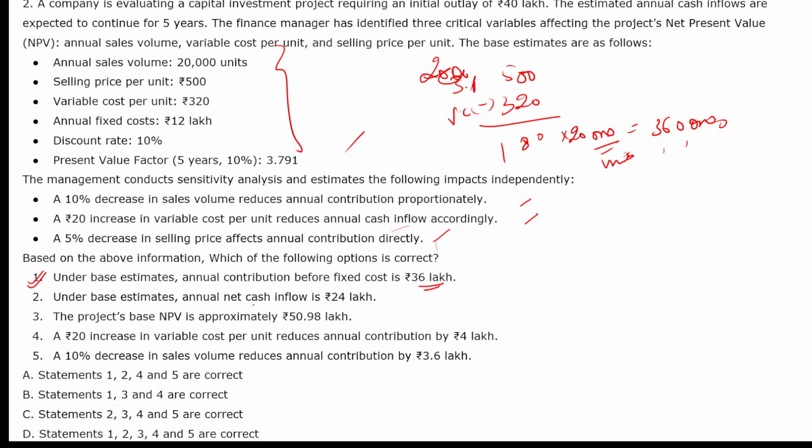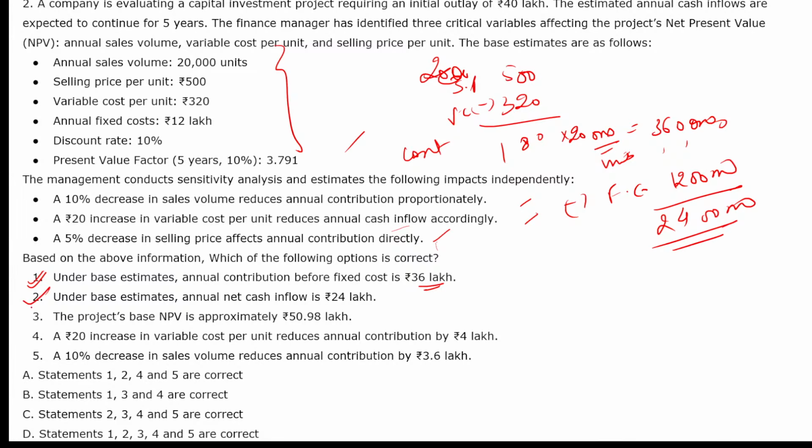Next, under base estimates, annual net cash inflow is 24 lakhs. This is my contribution minus your fixed cost, which is 12 lakhs. 36 minus 12 is 24 lakhs. Do you think this is annual net cash inflow? Do you think this is the correct answer? Yes, correct, net annual cash, because nothing else is given to us. So this is correct.